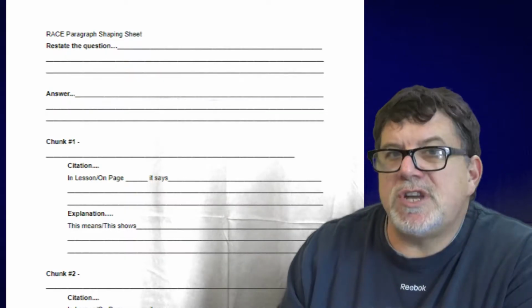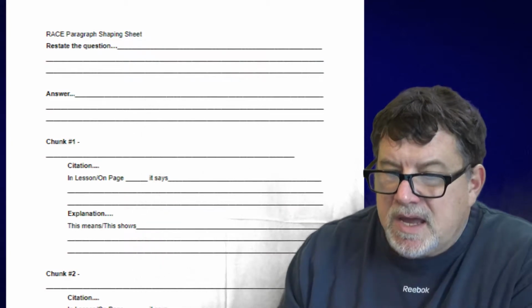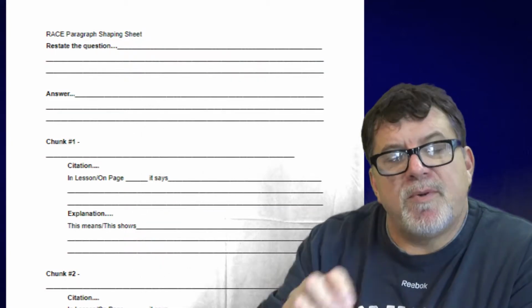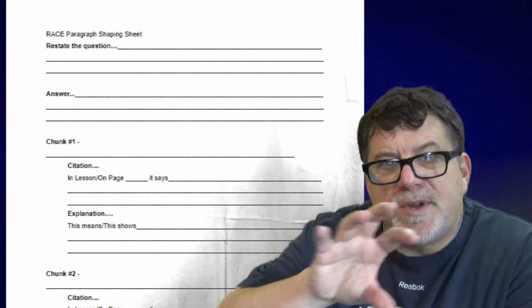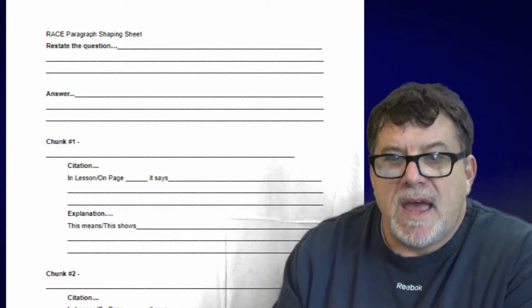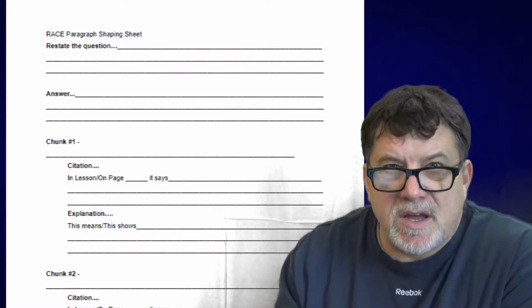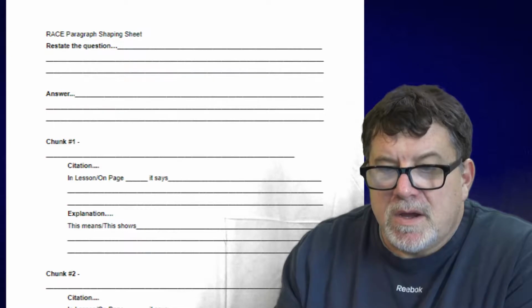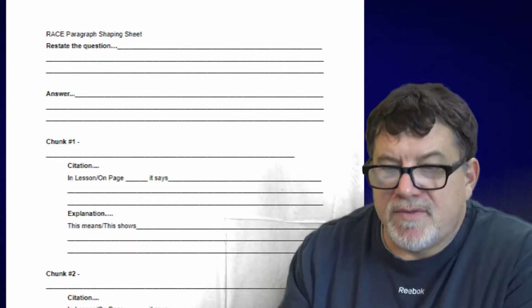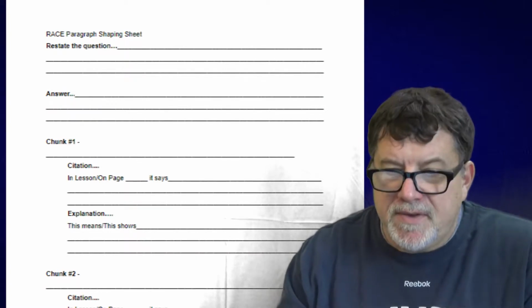When we start out with the shaping sheet, what that looks like, you can see here, is it provides a skeleton. It provides you with the restatement, the answering, the citation and evidence in chunks, so that you can put together a nice paragraph to answer the essay question. As you can see on this, there are different places where you put the information, and that provides your rough draft for your RACE paragraph.